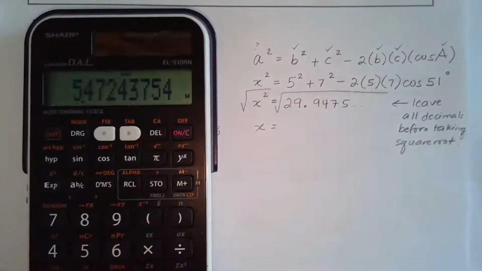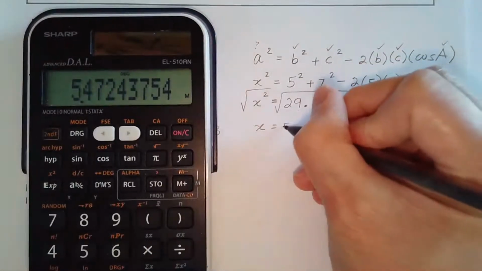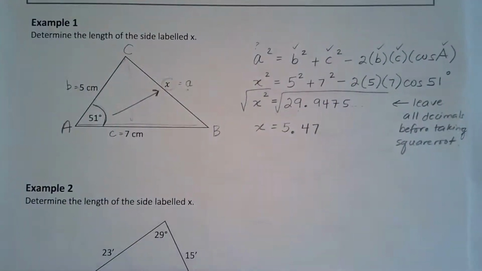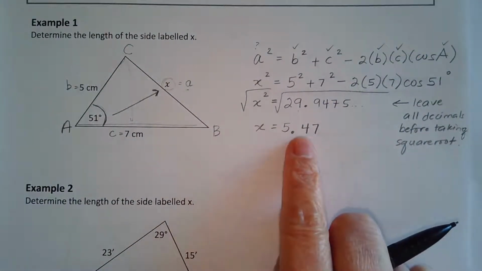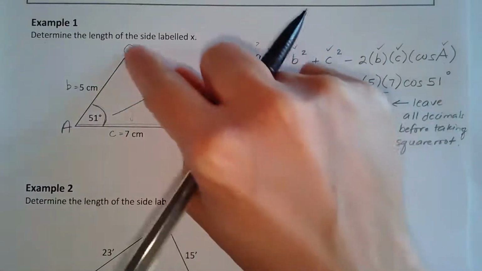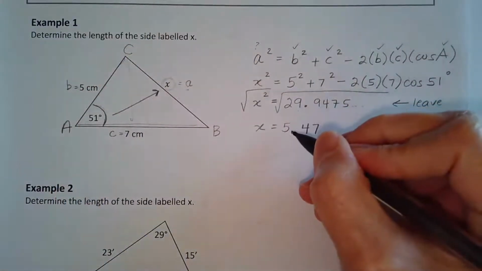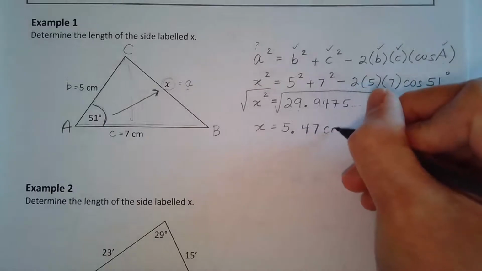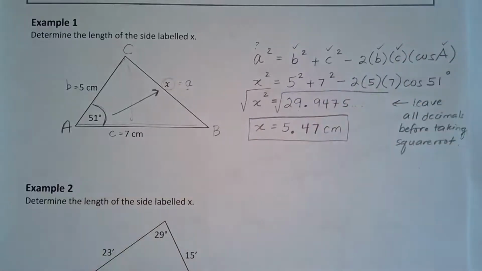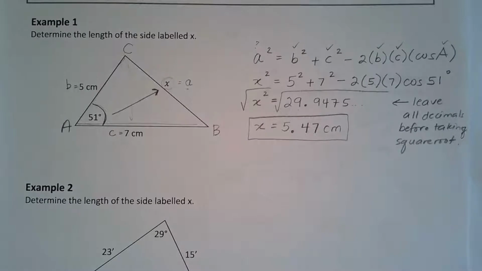And I got 5.47. Okay, that's my answer. But what we need next here is a unit. Remember, we're just looking for a side, and all the sides are measured in centimeters. So this is going to be 5.47 centimeters, and that's our answer. Okay, so that's that part.